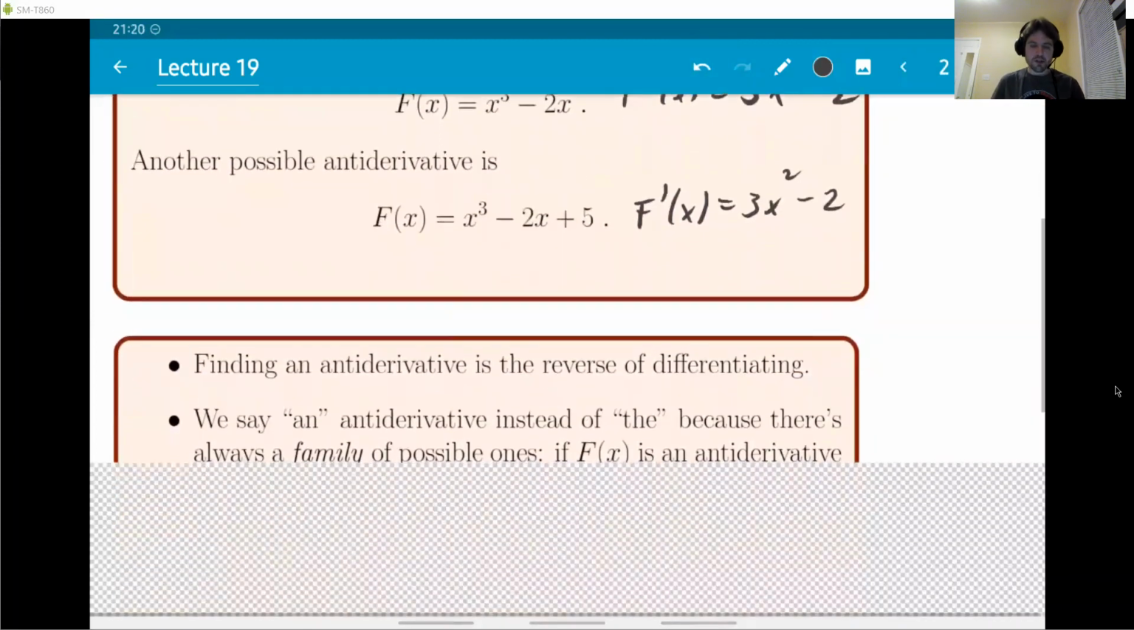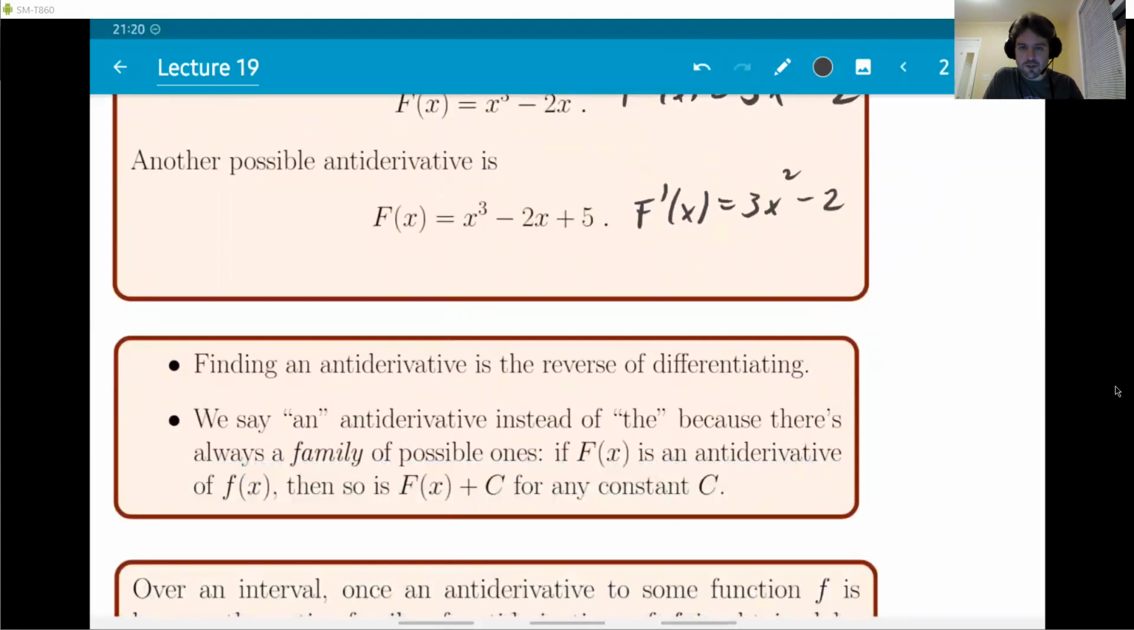So as I said, finding an antiderivative is the reverse of differentiating, which means finding a derivative. And the remark here, we say an antiderivative instead of the antiderivative because there is always a family of possible ones, as we just saw. If you found one antiderivative, you can get others by adding a constant to it. So big F plus C for any constant C.